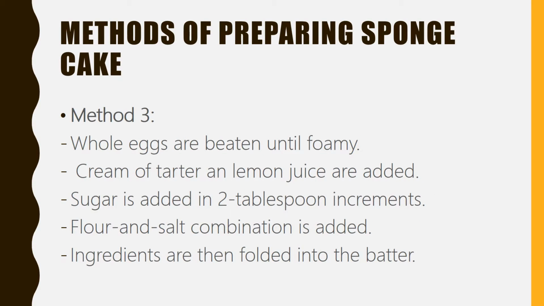Method 3. In the third method, whole eggs are beaten until foamy and pale yellow in color, then a small amount of cream of tartar or lemon juice is added. The mixture is beaten until stiff before the sugar is added in 2 tablespoon increments. A pre-sifted flour and salt combination is then sifted into the egg mixture and folded into the batter.